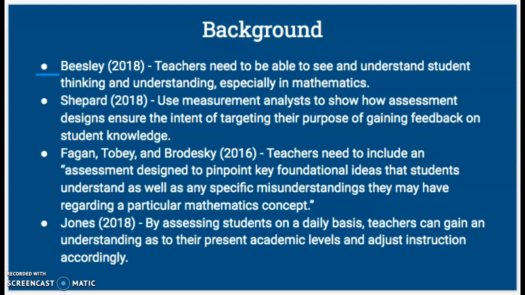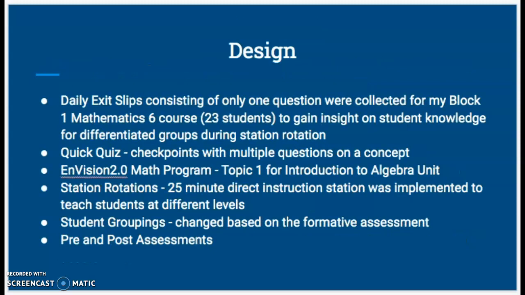And then with Jones, by assessing students on a daily basis, teachers can gain an understanding of present academic levels and adjust instruction accordingly. So as I said, I used exit slips every day. At the end of every day, I saved about 5 to 10 minutes, and I gave them one question from the concept that was taught in their differentiated instruction groups and stations.